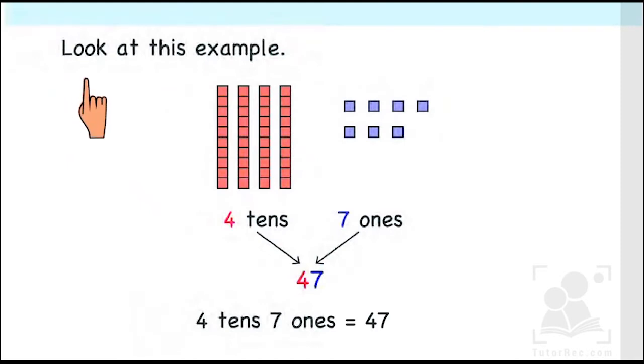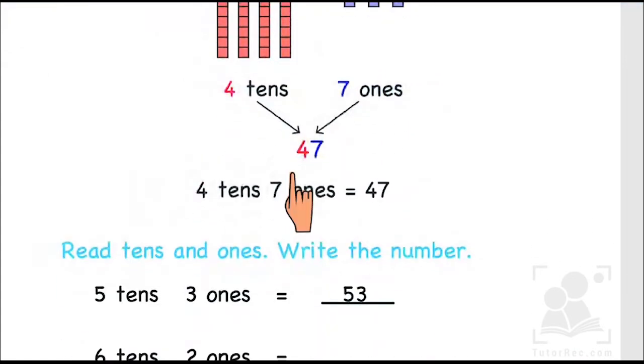So let's look at this example here. We can find 1, 2, 3 and 4 groups of 10 blocks. This is 4 tens and 7 single units. 1, 2, 3, 4, 5, 6 and 7. So it means 7 ones. So it becomes 47, or we can say 4 tens and 7 ones equals 47.